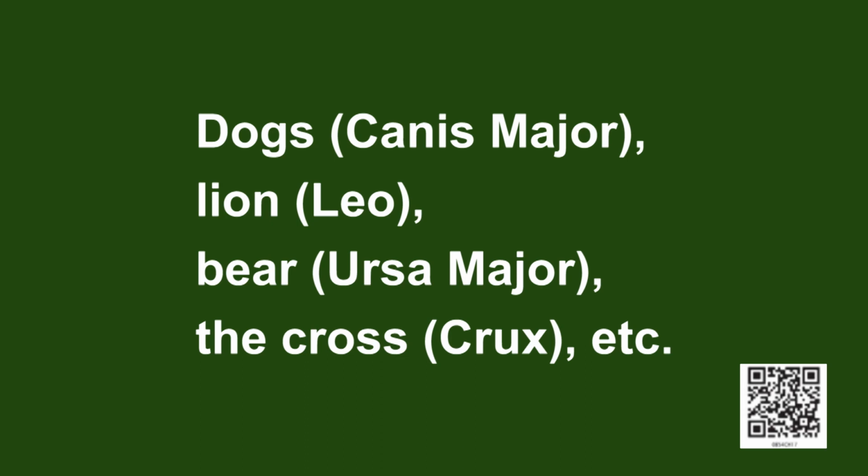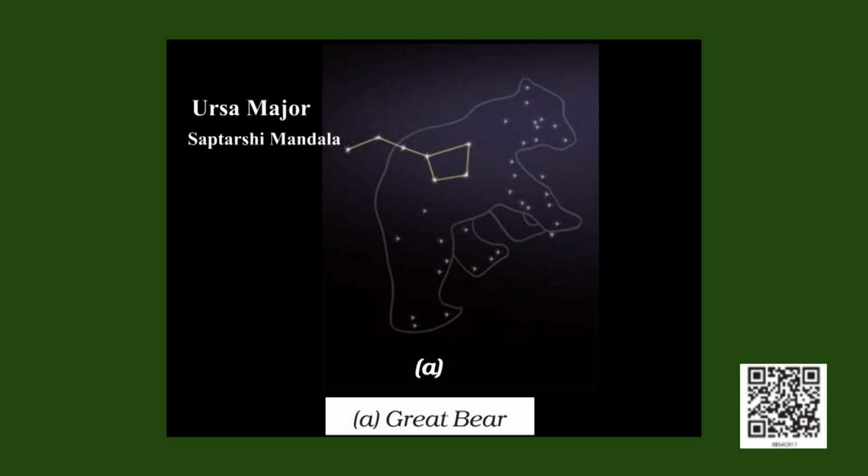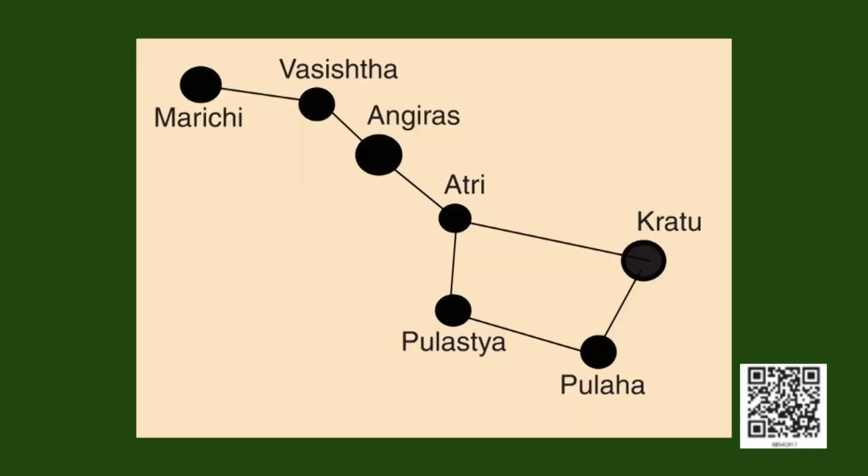However, the names depended on which civilization these people belonged to. For example, the Romans called the bear Ursa Major. We Indians called it the Saptarshi Mandala. The stars in the Saptarshi Mandala are named after the 7 great sages: Marichi, Vasishta, Angirasa, Atri, Pulastya, Pulaha and Kratu.